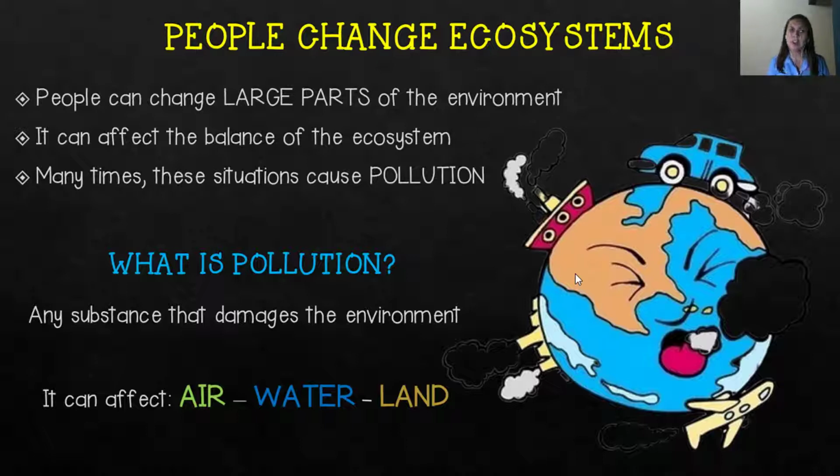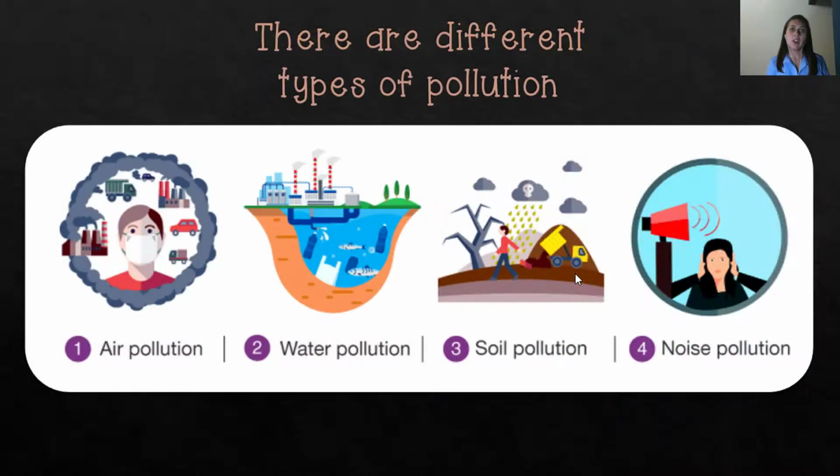And what is pollution? Any substance that damages the environment. What part of the environment? Every single part. It can affect the air, the water, the land, and many other things. Also, we're going to see that there are different types of pollution. Here I mentioned only 4, but there are more than that. We can have air pollution, we can have water pollution, soil pollution, or noise pollution.